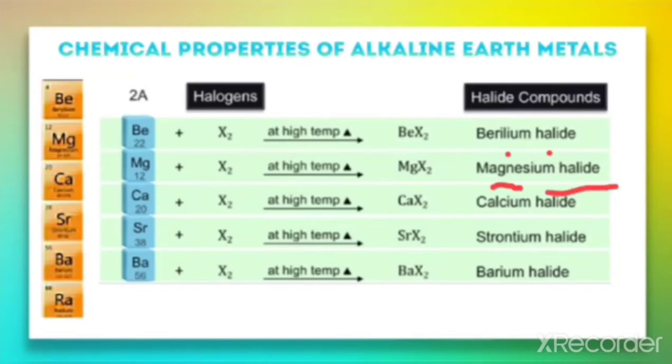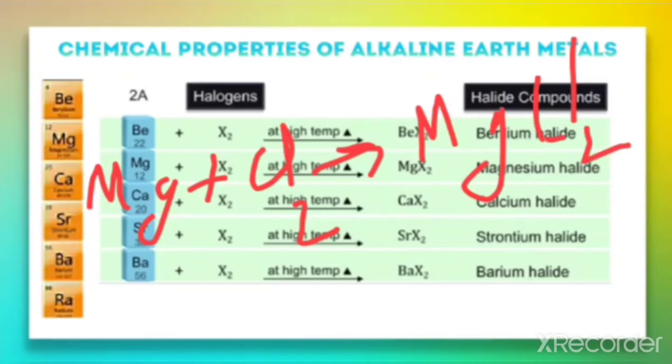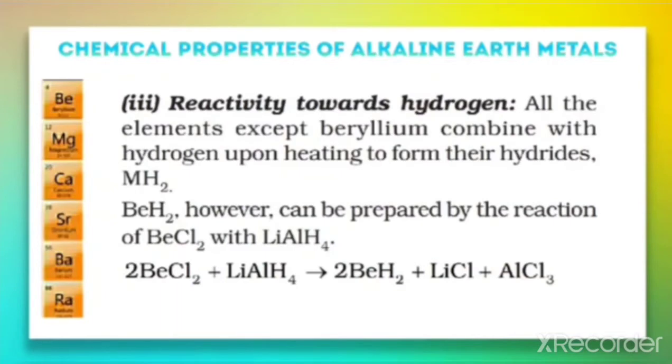If X is taken as a particular halogen, for example the reaction of magnesium with chlorine, then at elevated temperature the product formed is MgCl2, which is called magnesium chloride. So the general equation is given here, and the formation of the metal halide is shown in this way. Next is the reactivity towards hydrogen.